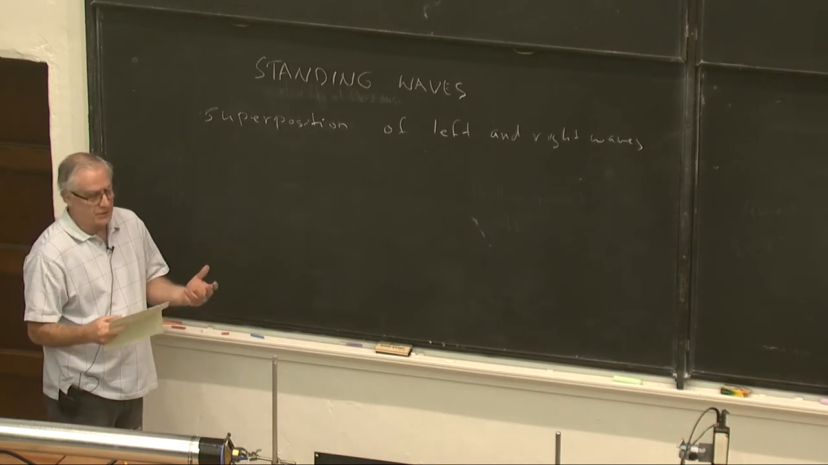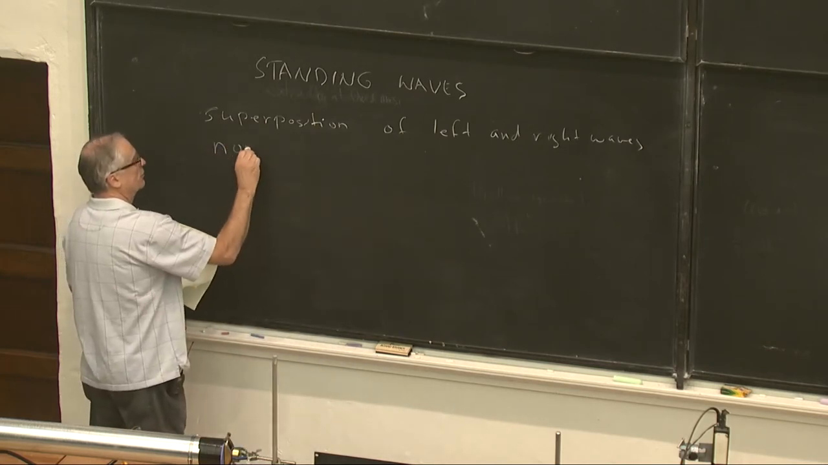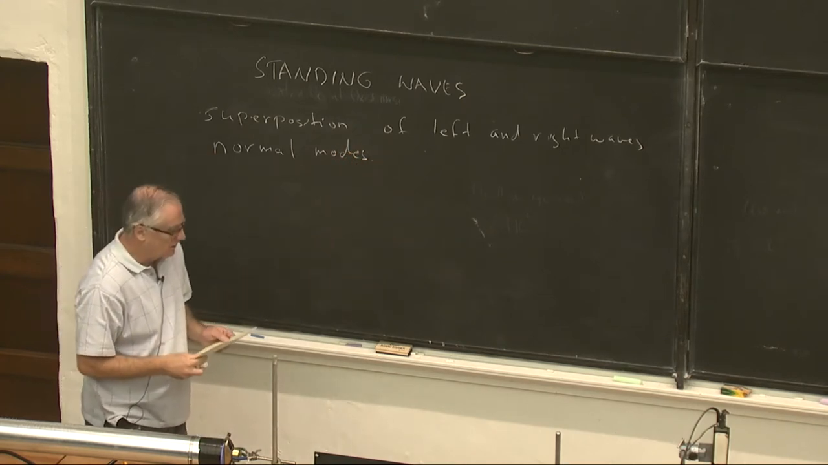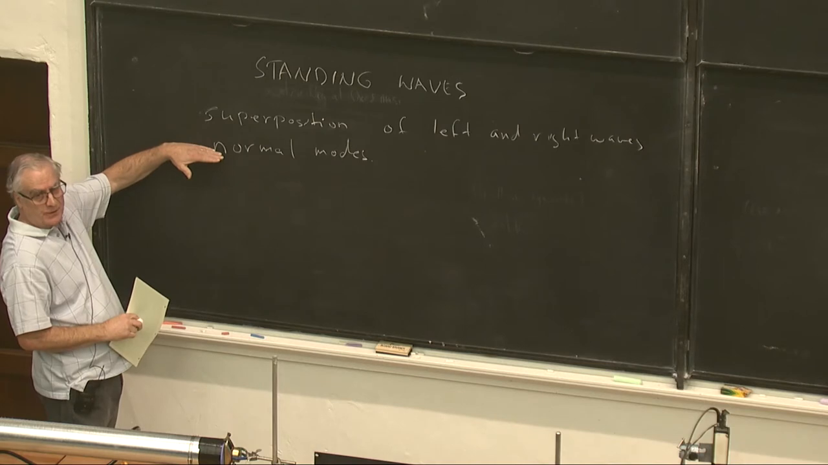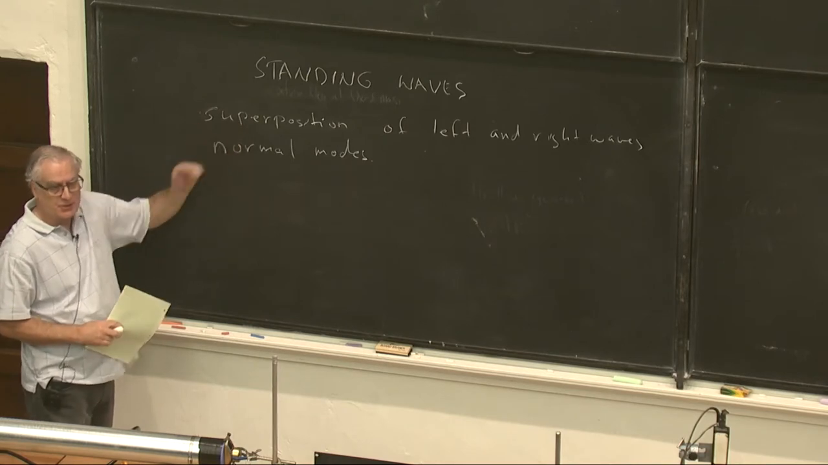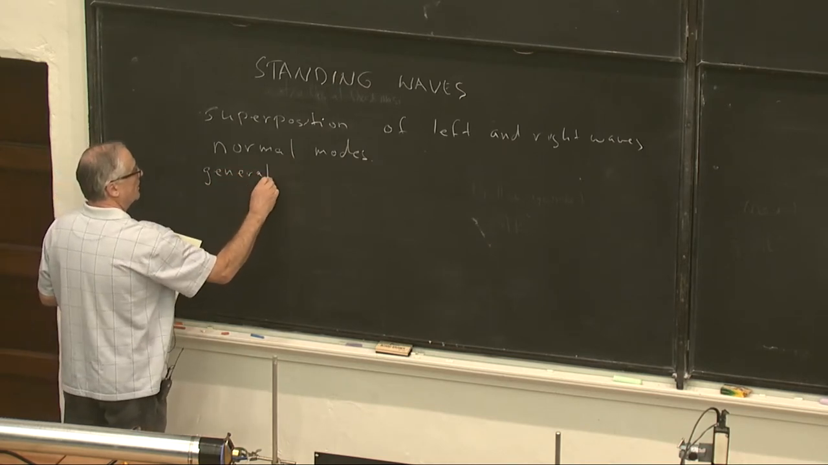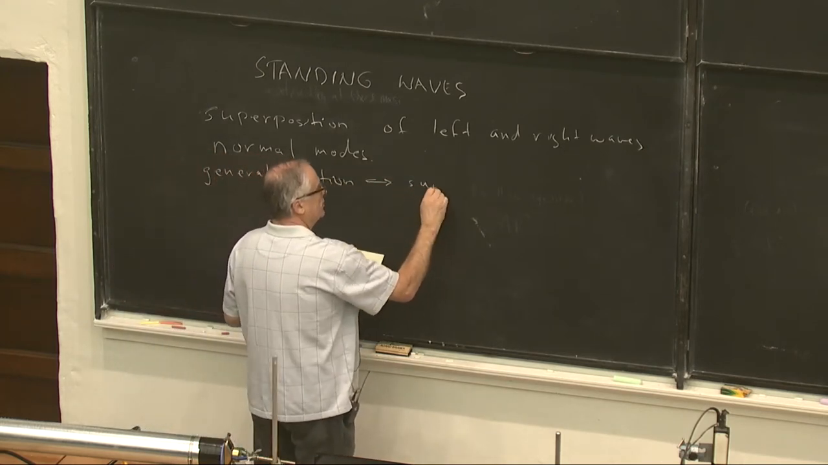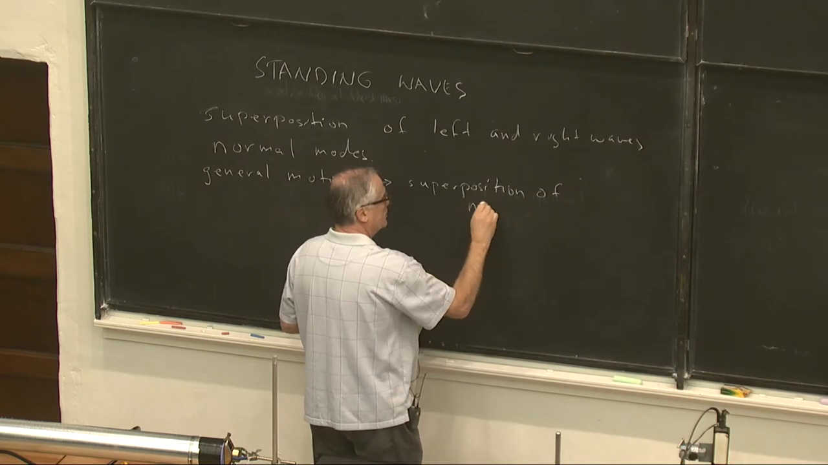And the most dramatic effects you get is when you're in some kind of a normal mode of the system. So we also have the notion of normal modes being important. So normal modes are a terrific way, as we'll see, to analyze things. And you can get general waves as a superposition of normal modes. So the idea is that the general motion of a system is a superposition of normal modes.